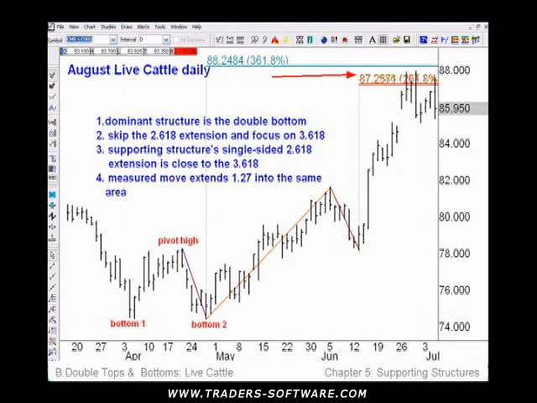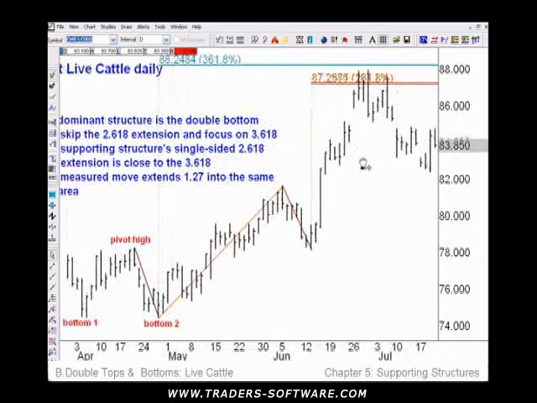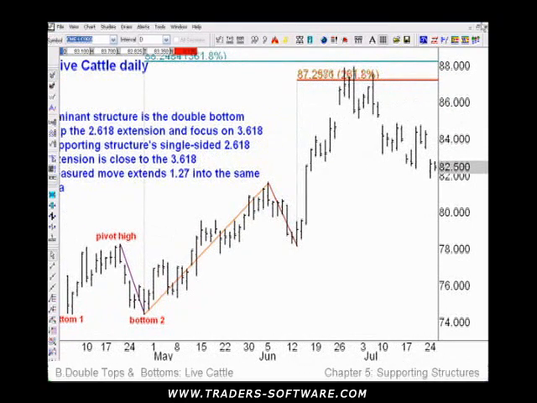So let's see how far it may drop. You should not expect this to drop too much because of the strength shown here, this retracement being shallow. So it is best to use the 382 area to take profits. So we'll go from the second bottom to the high, and there's where you should be taking profits, right around there.